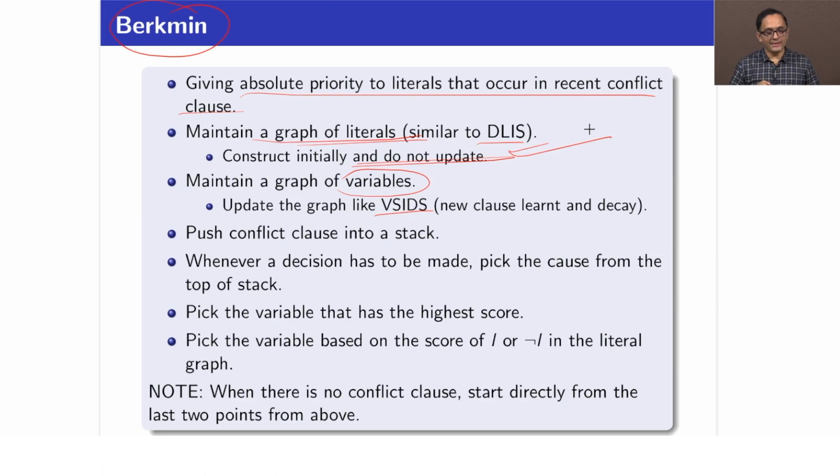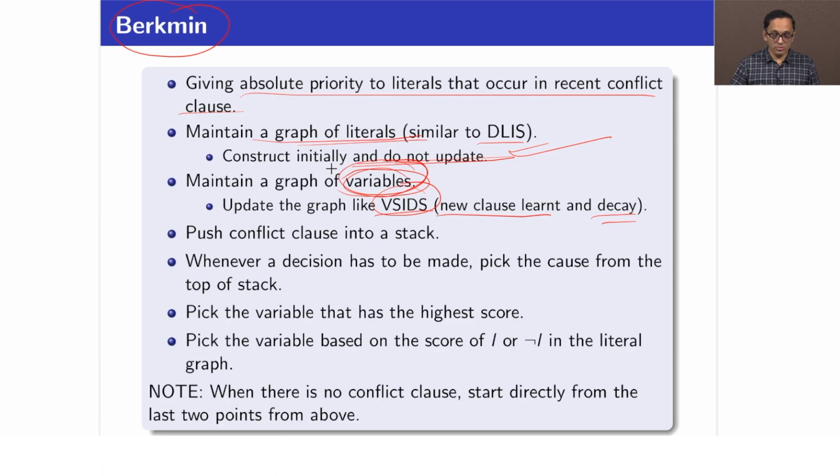Then they maintain this variable score, and this will be just like VSIDS, decaying over time, and whenever a new conflict comes, I will update this. So both will happen for the variable score: a new conflict clause is learnt and the decay happens. But the literal score is static, whatever I decided at the start, that will be maintained.